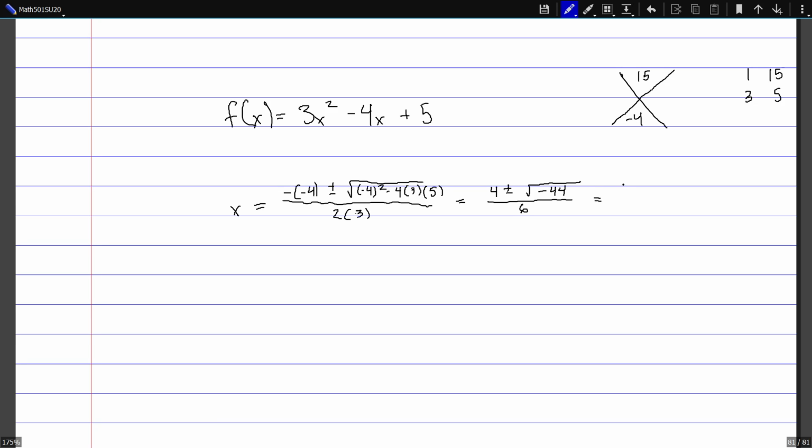So this is going to simplify as 4 plus or minus 2, the square root of 4, i, the square root of negative 1, times 11, the remaining part inside of our radical, all over 6. We'll write this in standard form and also simplify at the same time to turn this into 2/3 plus or minus i times the square root of 11 over 3. And there we have it, our 2 complex conjugate solutions to that particular quadratic.